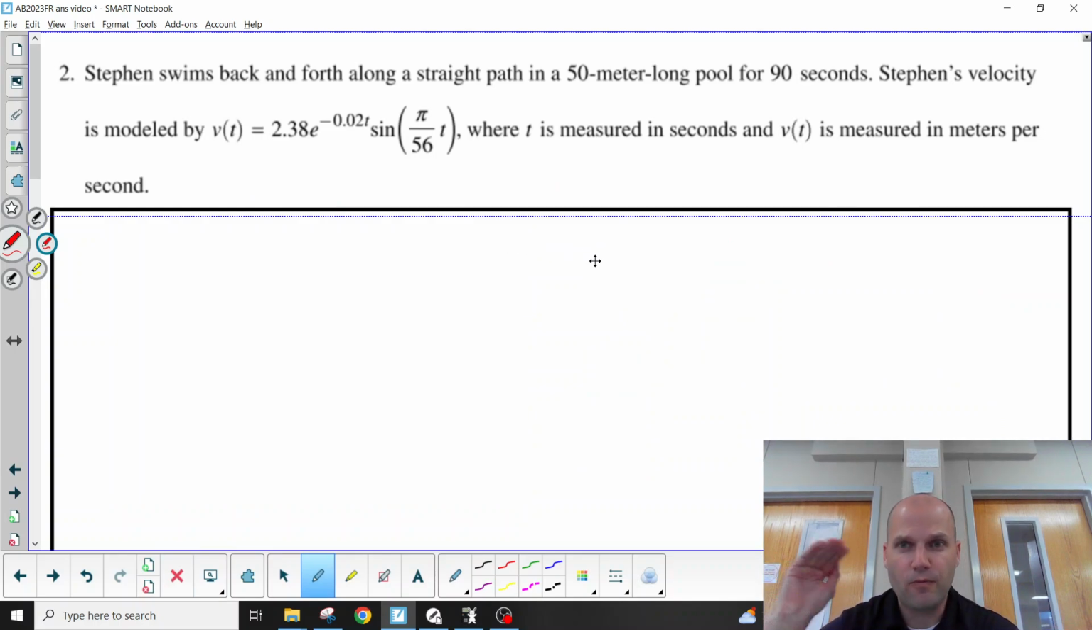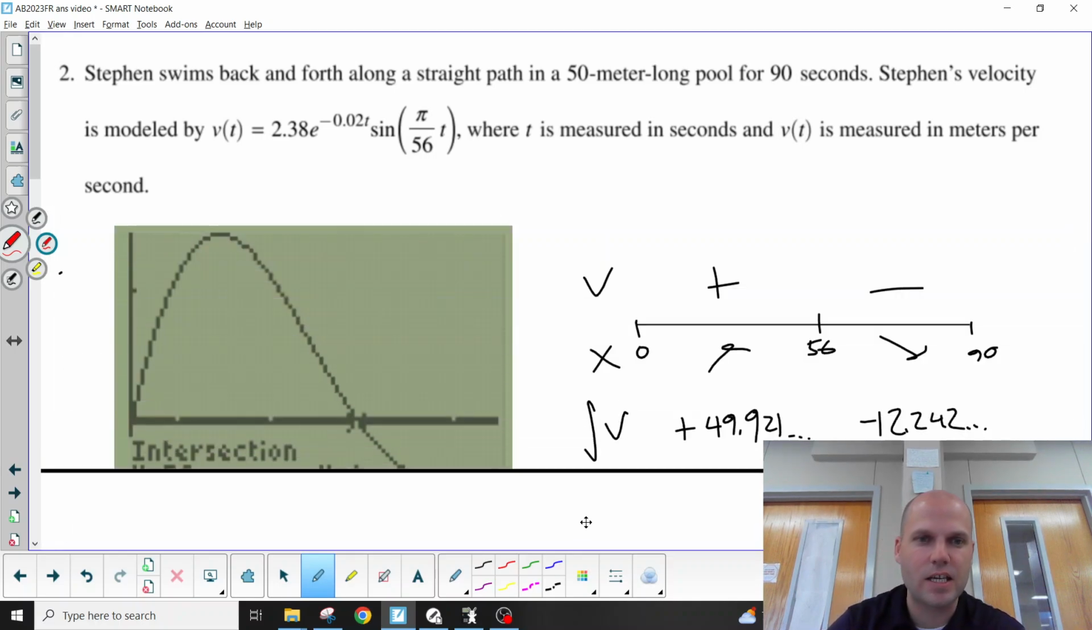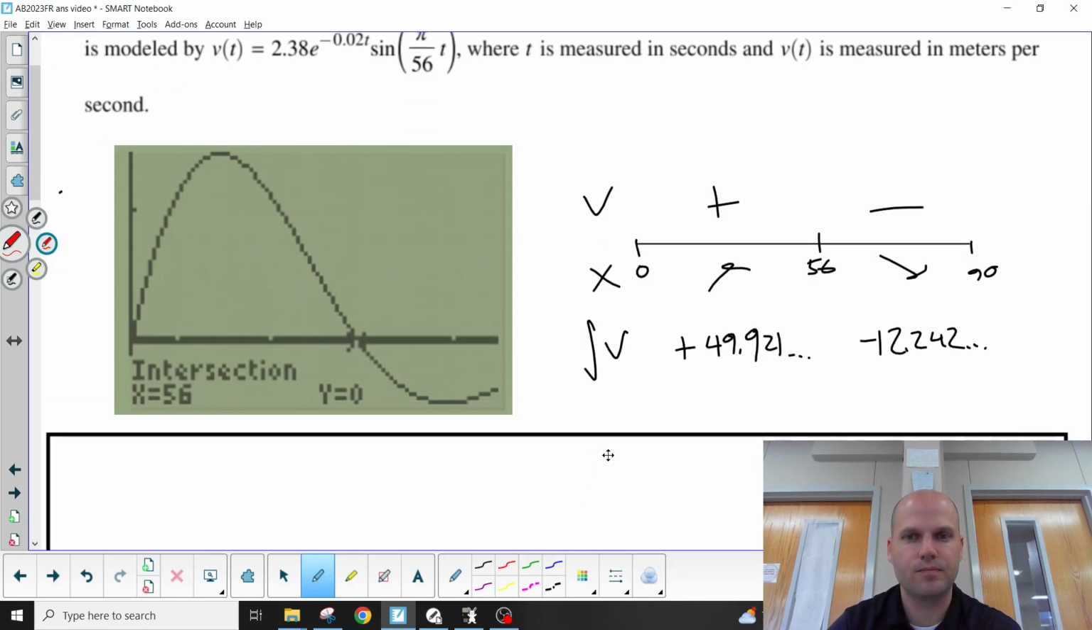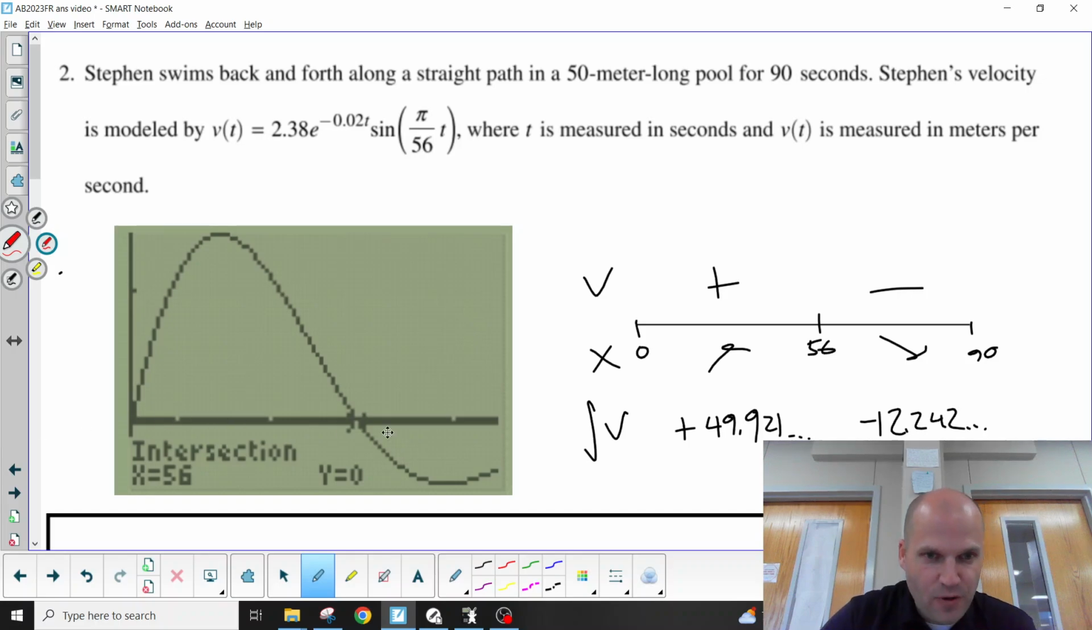Steven swims, 50-meter long pool, 90 seconds. I have a velocity. I'm immediately going to graph velocity. I'm immediately finding the zero velocity. I immediately do a sign analysis, and I'm going to do a displacement analysis.